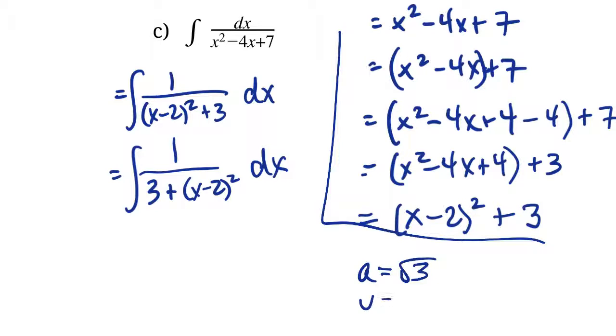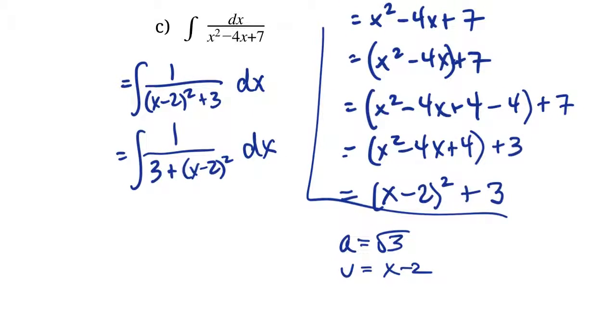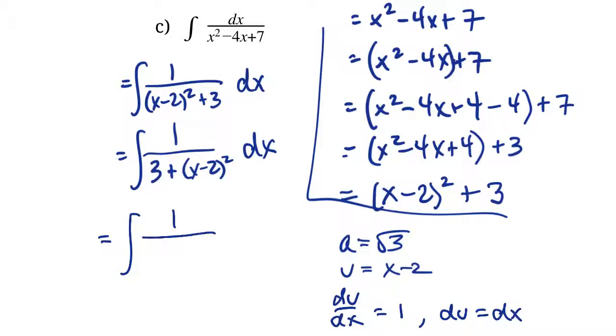And I'm going to say u is that other term, x minus 2, that other thing that's squared. So if we do this, we can do our u substitution to make it look a little bit prettier for us. du by dx is just going to equal 1, right? So essentially, du equals dx. So when we make that substitution, it's going to be 1 over, and I'm going to rewrite 3 as root 3 squared, plus u squared du, right? Because we can just directly substitute dx for du.